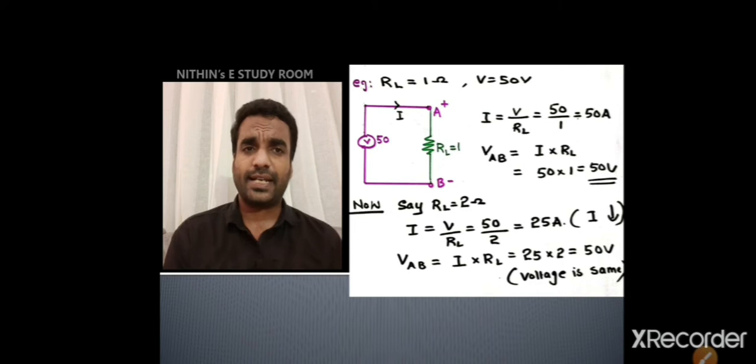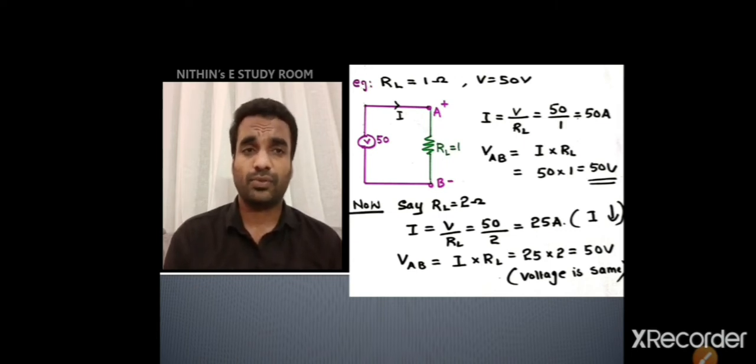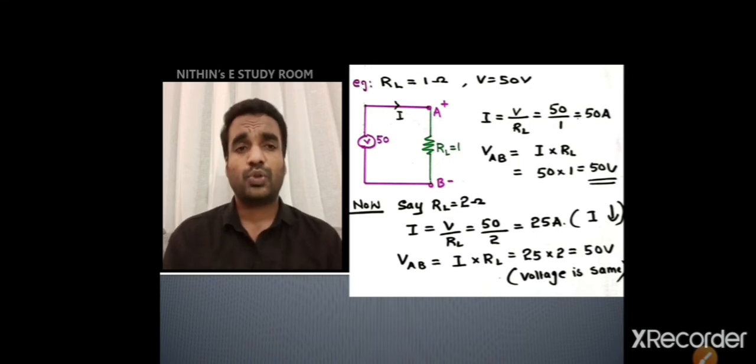Now in the second case, I am increasing the resistance value, say to 2 ohm. So current is equal to total voltage by resistance, 50 by 2, that is equal to 25 ampere. Now the current decreased from 50 to 25. Now what is the VAB? VAB is equal to I into RL. I is 25 and RL is 2 ohm in the second case. So I into RL is 25 into 2, that is 50 volt.